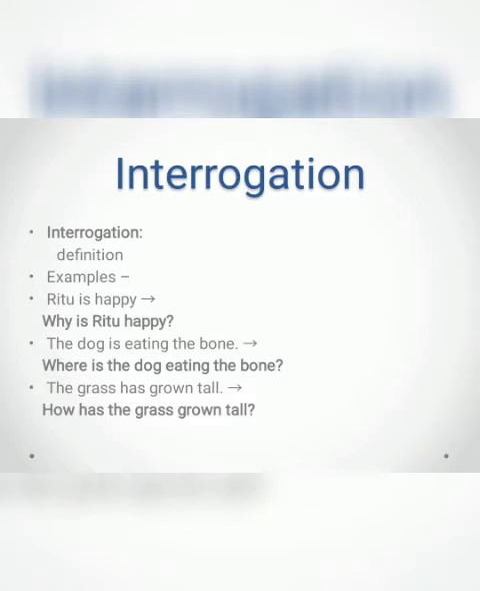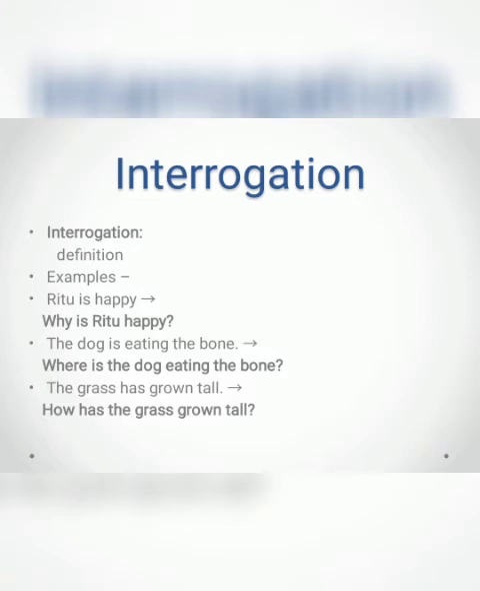First step is an interrogative word is placed at the beginning of the sentence. Next, the position of the subject and verb are reversed. And third, does, do or did: when it is needed, these three words are added. We will see it through examples. Ritu is happy. When forming an interrogative sentence, it becomes why is Ritu happy? Here you can see why is added at the beginning of the sentence.